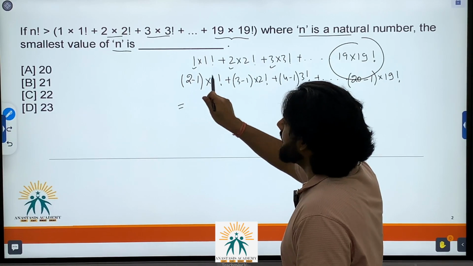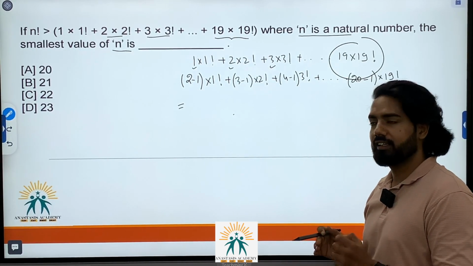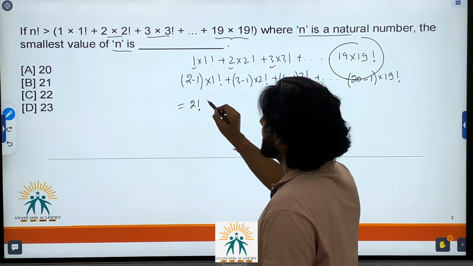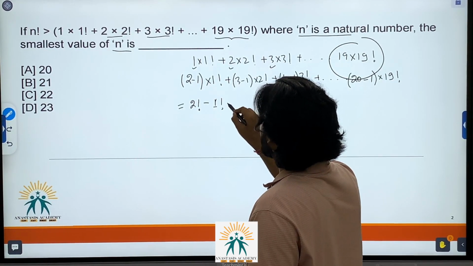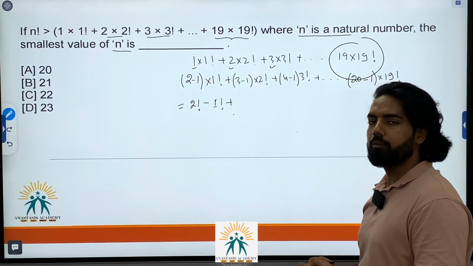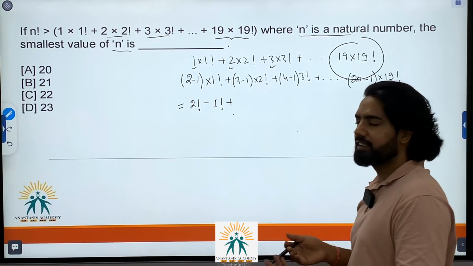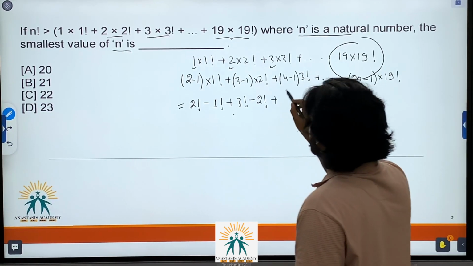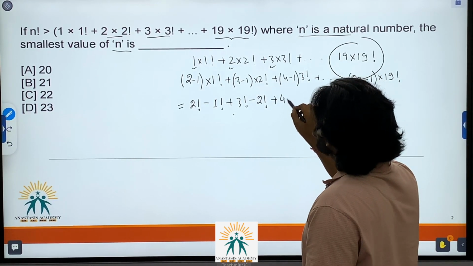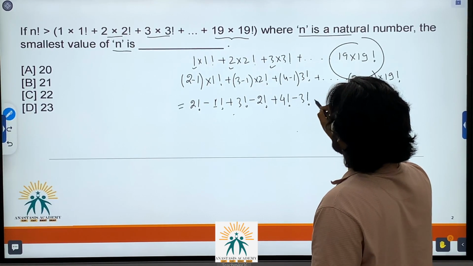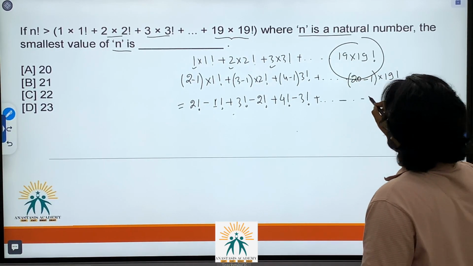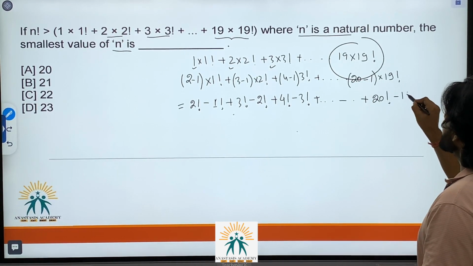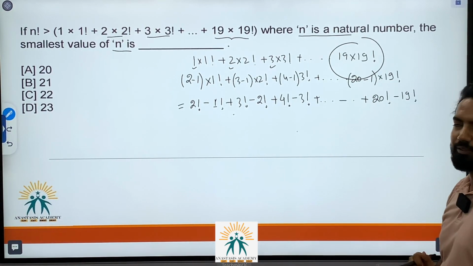2 into 1 factorial. 2 into 1 factorial becomes 2 factorial, minus 1 factorial, plus 2 into 3, or 3 into 2 factorial, is 3 factorial only. So 3 factorial minus 2 factorial, plus 4 into 3 factorial becomes 4 factorial minus 3 factorial, and this series goes on till 20 into 19 factorial becomes 20 factorial minus 19 factorial, right?